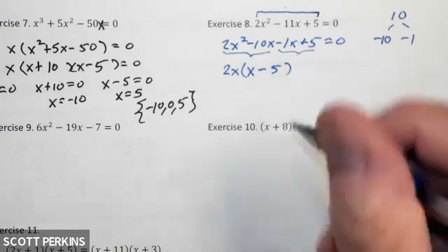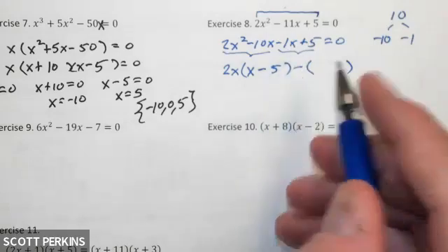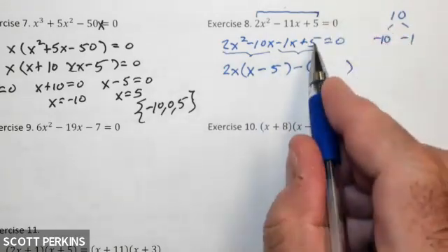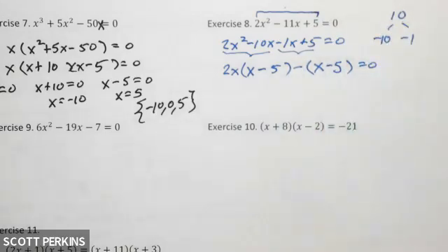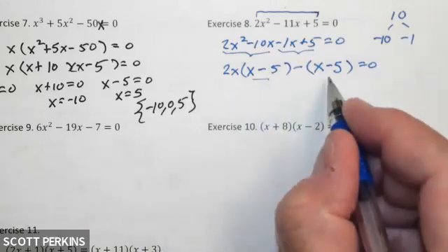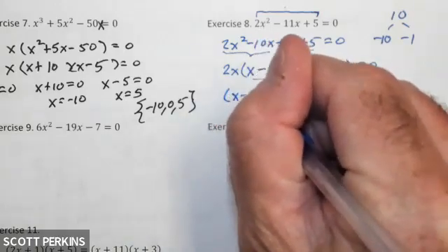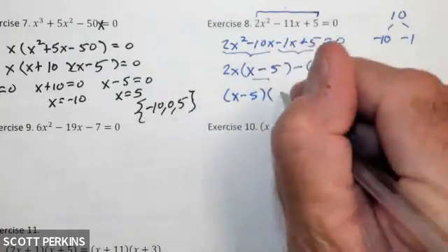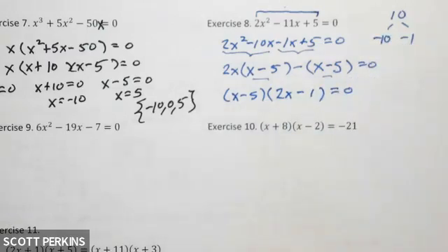So that is my clue that I'm going to factor out a negative out of this. And when I do that, negative x, I factor out the negative, I have x. Positive 5, factor out the negative, that's negative 5. My grouping worked. I've got the exact same thing in the parentheses right there. So I'm going to factor it out, x minus 5. And then we have 2x minus 1 left over.